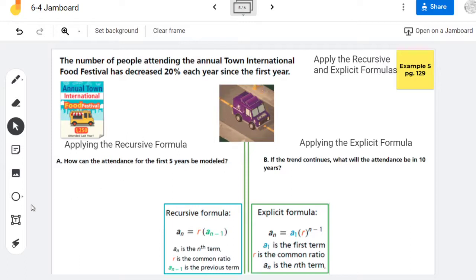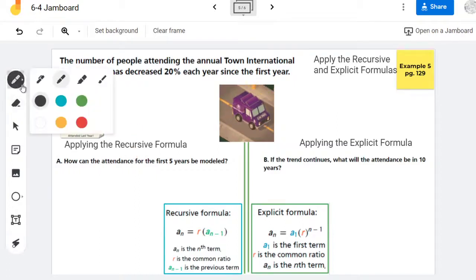Alright, so now recall, the recursive formula comes in two parts, right? So we have this formula here that says to find this term, you take the common ratio and multiply it times the previous term, and then you say wherever you started out at, right? You need to state what a sub 1 is. Okay, that's what the recursive formula is. And so we're going to start with that.